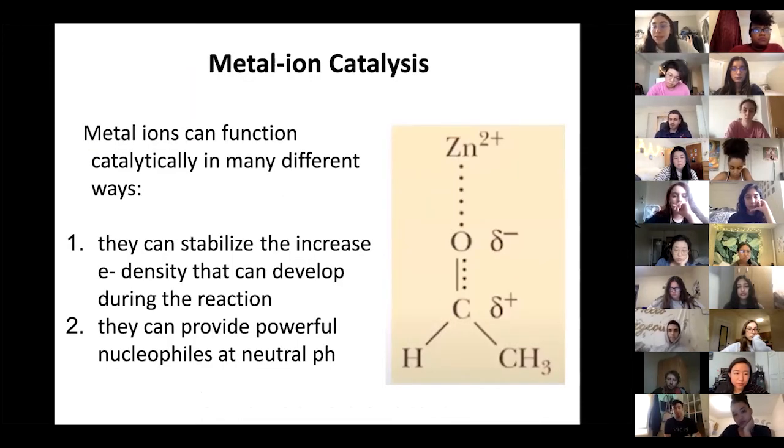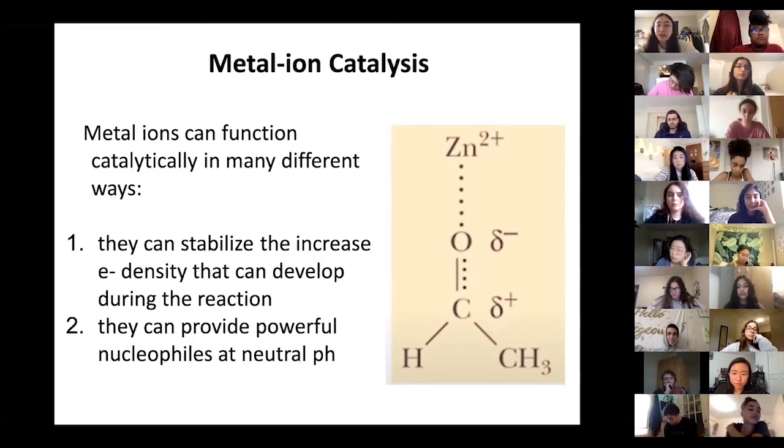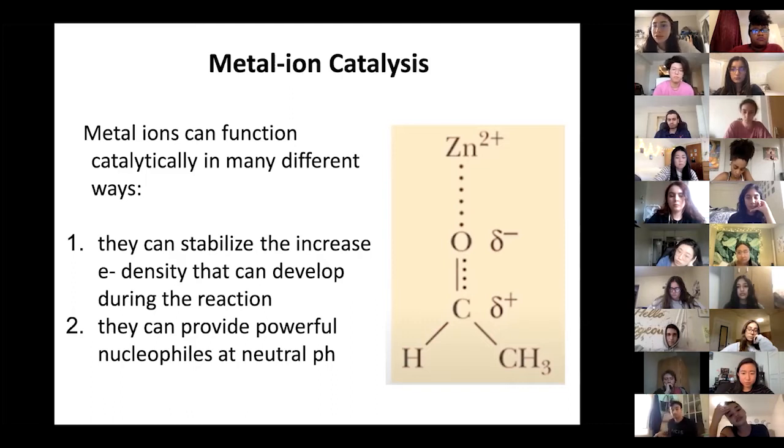And then the next catalysis we're looking at is metal ion catalysis. So it's basically when metal ions can stabilize the increased electron density that can develop during a reaction. So that's shown in this picture here. This zinc ion is sort of stabilizing this molecule through electrostatic interactions. Metal ions can also provide a powerful nucleophile at a neutral pH by increasing the acidity of a nearby molecule such as water. And they can also increase binding energy by binding directly with the substrate.